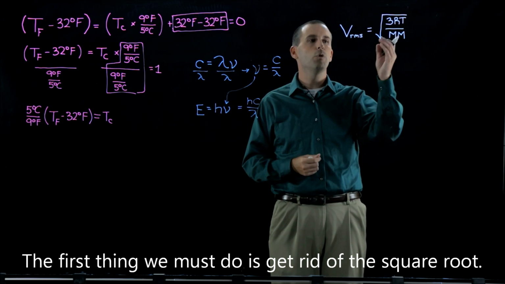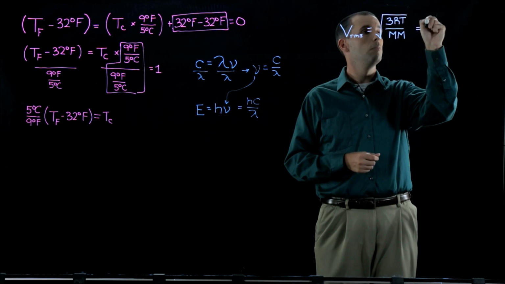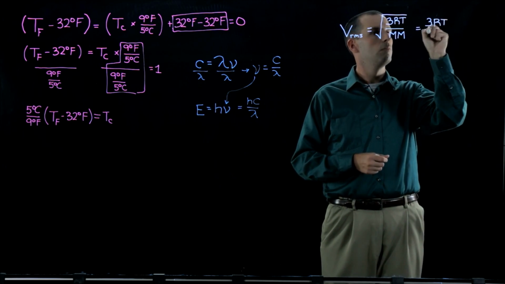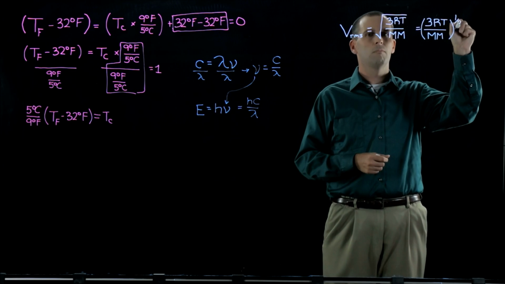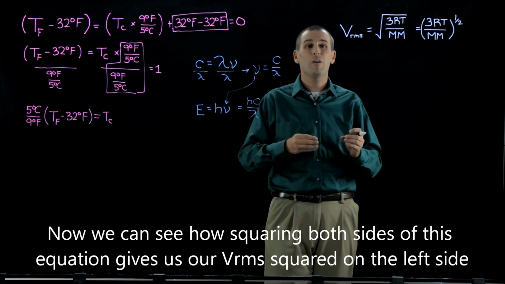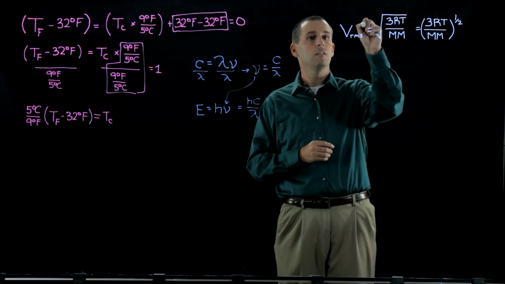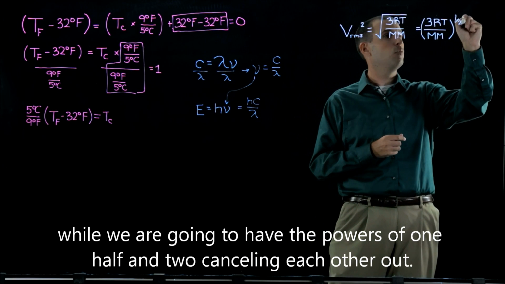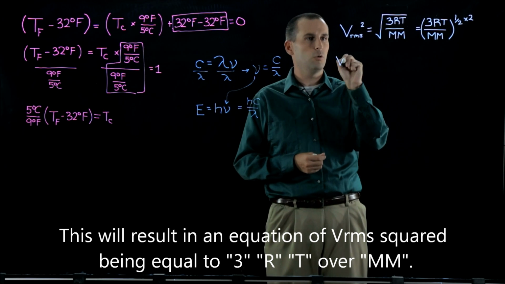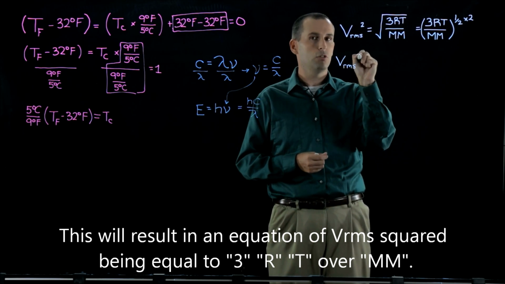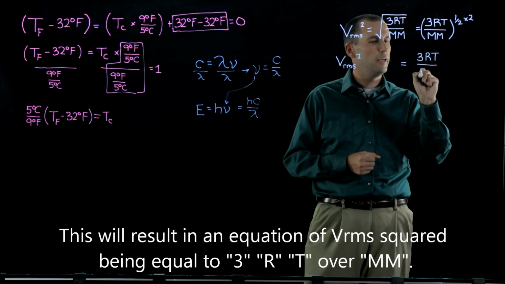The first thing we must do is get rid of the square root. A square root is just another way of writing to the 1/2 power. Now we can see how squaring both sides of this equation gives us our V RMS squared on the left side, while we're going to have the powers of 1/2 and 2 canceling each other out. This will result in an equation of V RMS squared being equal to 3RT over MM.